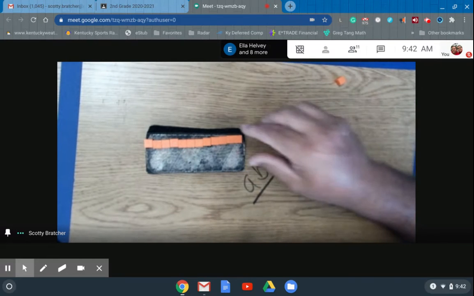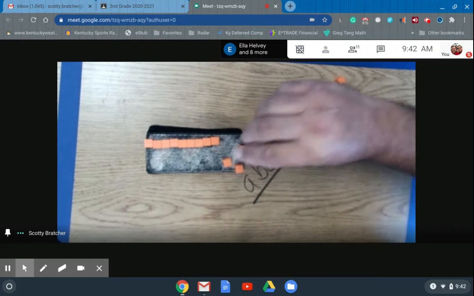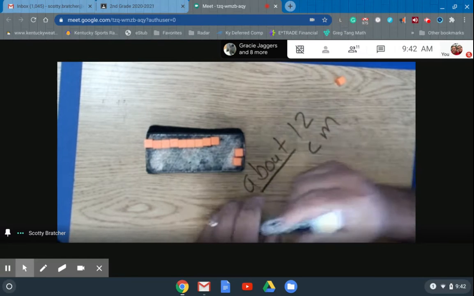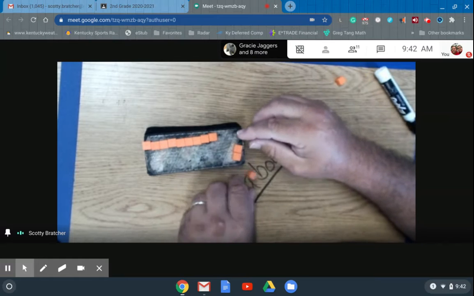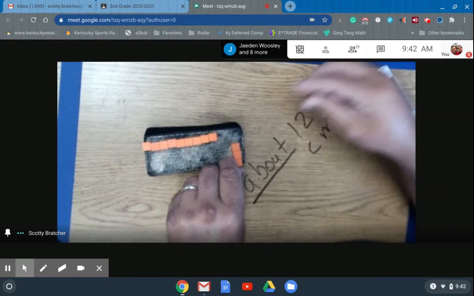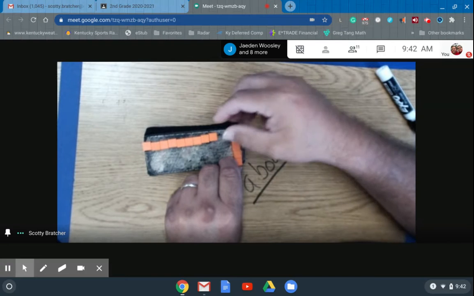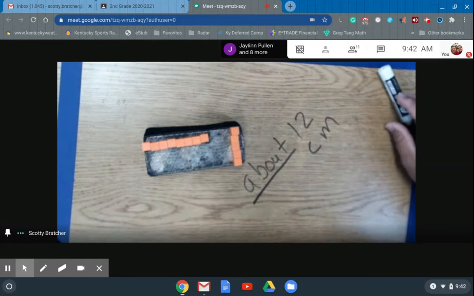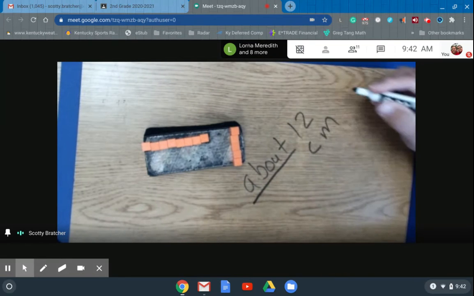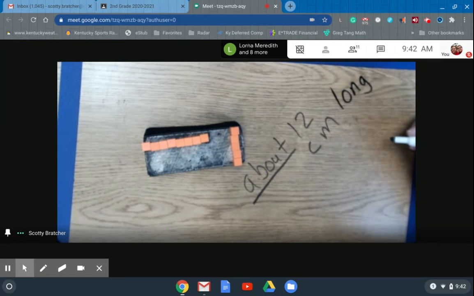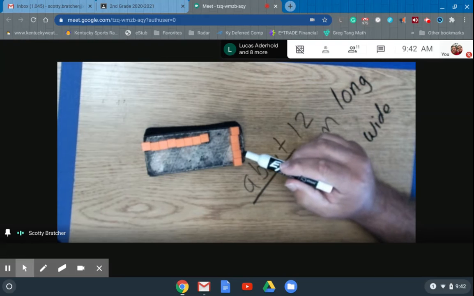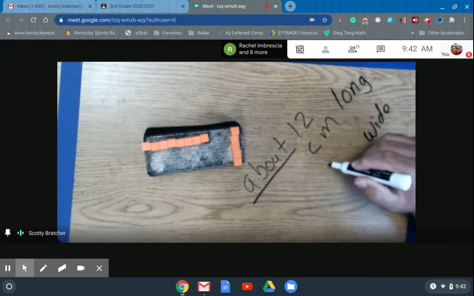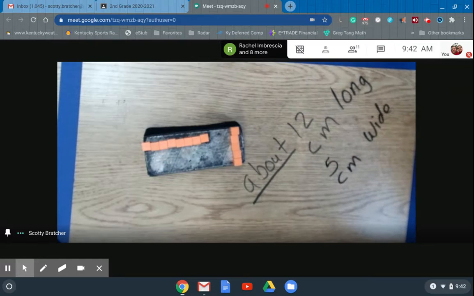What if I want to do the width? And I go this way. My big fingers don't like these little cubes. Oh, look at there. That's perfect. So it's about 12 centimeters long. But how wide is it? It's 1, 2, 3, 4, 5 centimeters wide. I'm going to put this line between those two measurements.